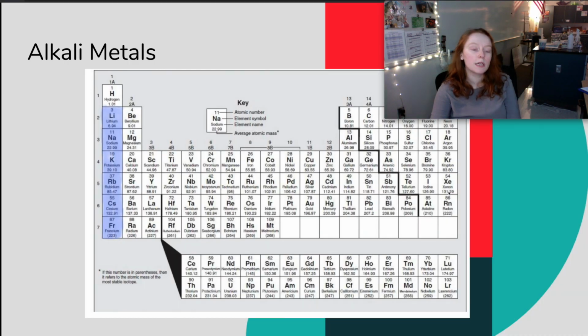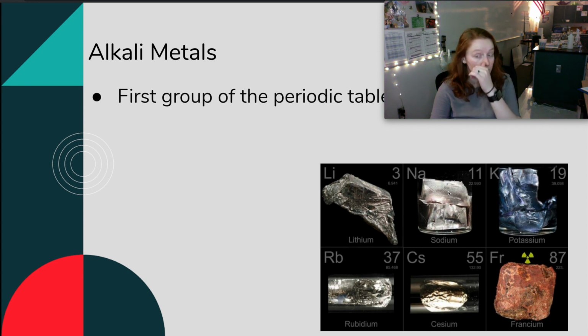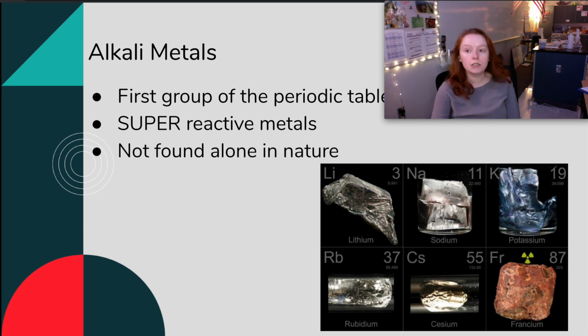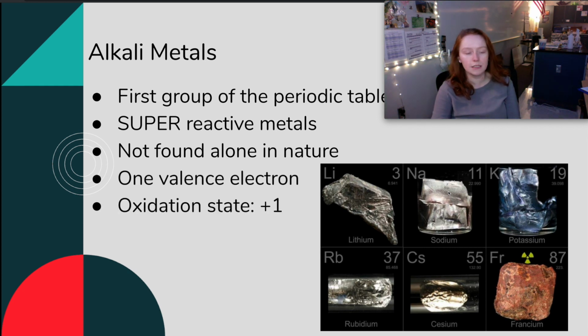So these groups right here in the blue are the alkali metals. The alkali metals are the first group, and they are very, very reactive. There's a video on my YouTube channel of me demonstrating the reactivity of these metals. They are never found alone in nature just because they are so reactive. They react with water vapor even. They have one valence electron and one oxidation state.